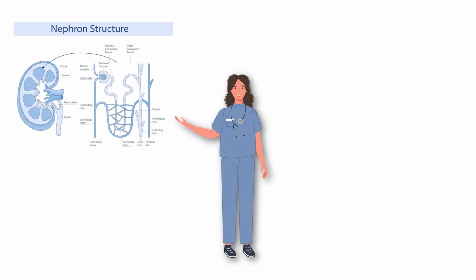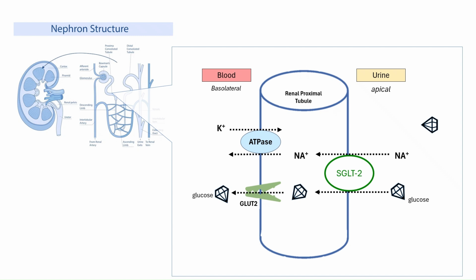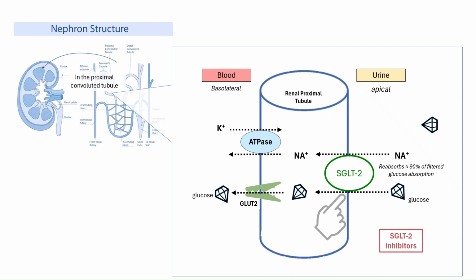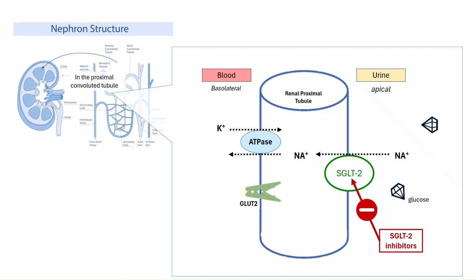Under normal conditions, glucose is freely filtered at the glomerulus. Almost all of it is reabsorbed back into the bloodstream through the SGLT-2 transporter in the proximal convoluted tubule. SGLT-2 inhibitors flip the switch. They block that transporter. Instead of reclaiming glucose, the kidney excretes it through urine. Allowing glucose to remain in the tubular lumen sets off a chain reaction.